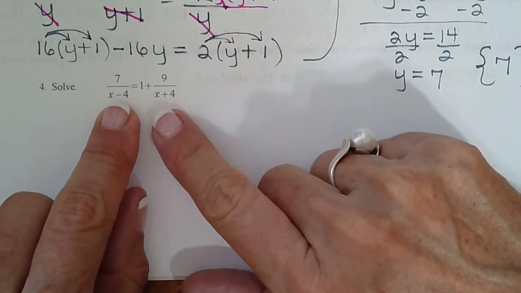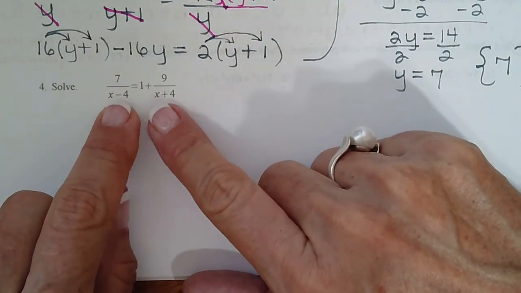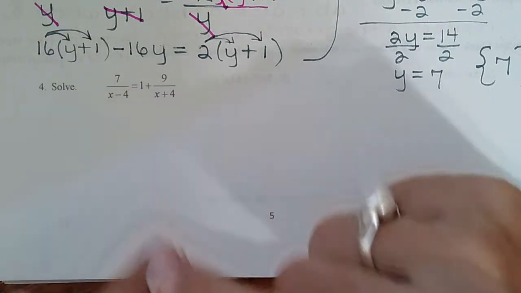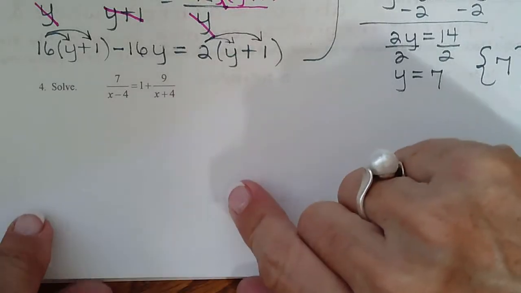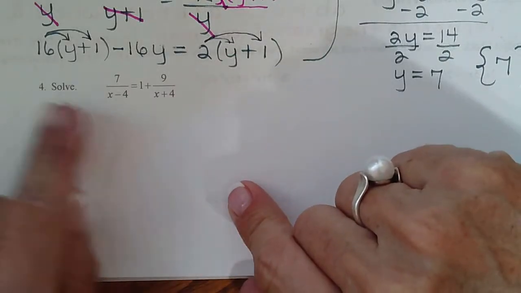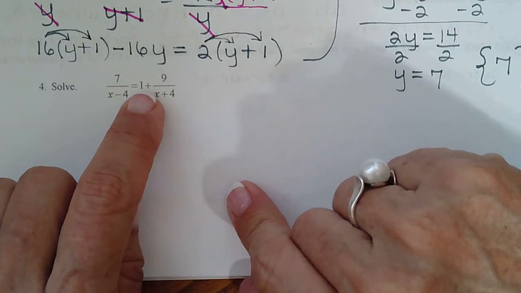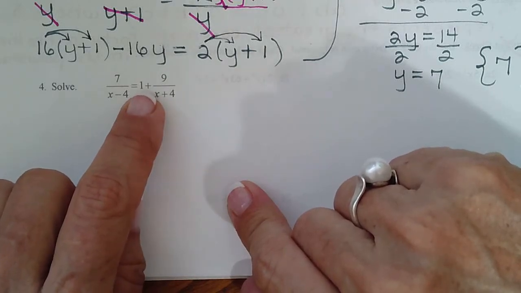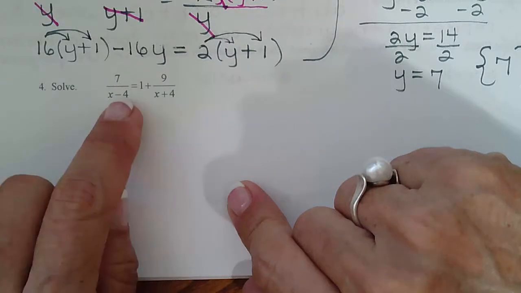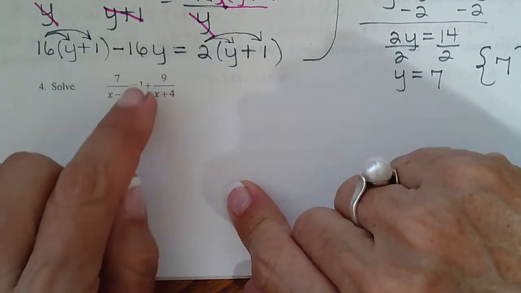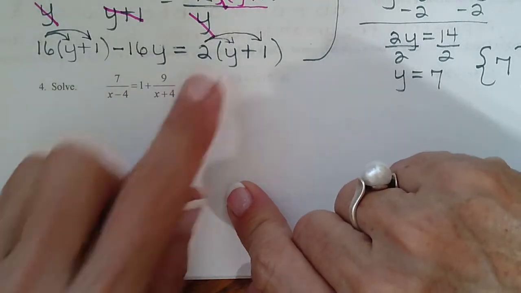These have nothing in common. So the LCD is both of them. That's the first hint I want to give you. The second hint, before you turn off the video and work on 4 and 5 on the next page, is you have to multiply 1 by the LCD too. So if the LCD is x plus 4, x minus 4, you have to multiply it by this fraction, by the 1, and this fraction.